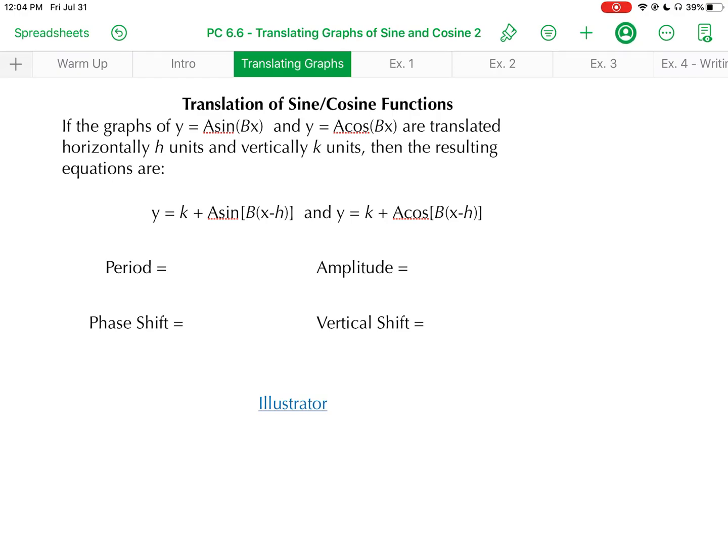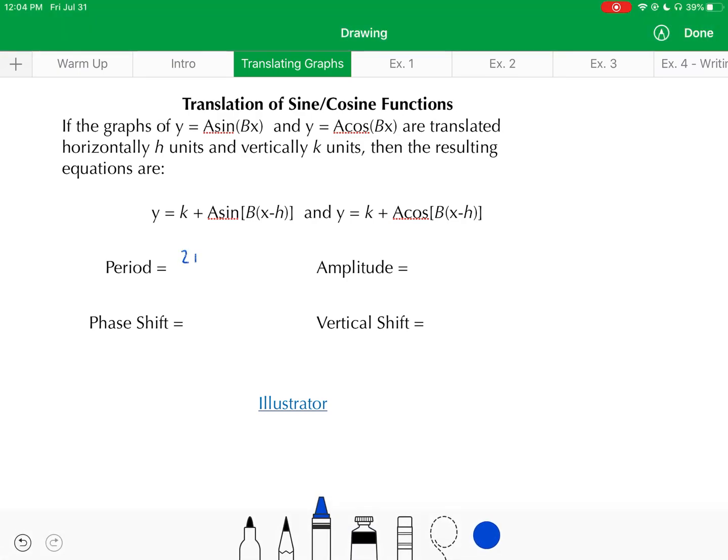So we saw that the period was always equal to 2 pi divided by that b value, or 360 degrees divided by b. And then the amplitude of the graph was affected by our a value. Amplitude was always equal to the absolute value of a. All right, so nothing changes with regards to those two parameters.